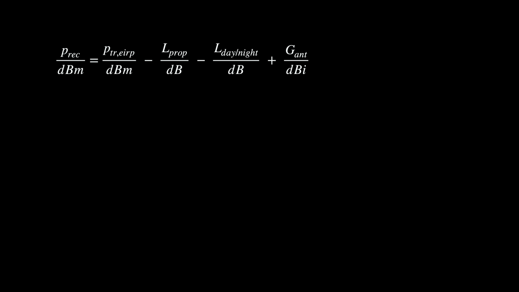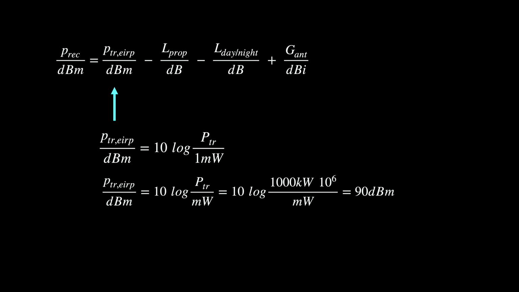VLF stations typically have low directivity and high efficiency. So we can assume that P_TR EIRP is almost equal to the transmit power. A powerful transmitter typically has 1000 kilowatts corresponding to 90 dBm.